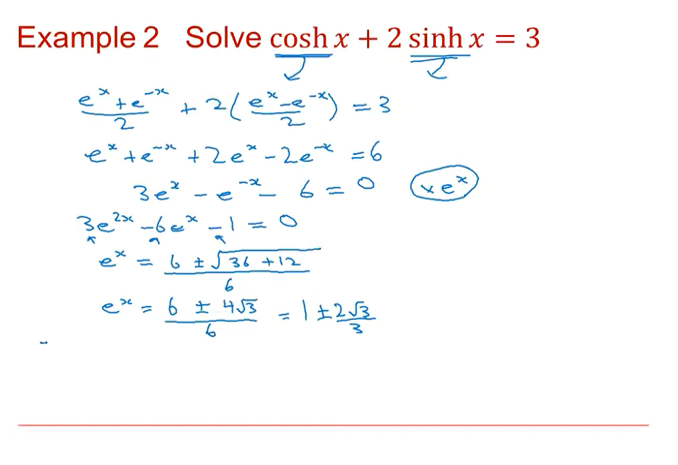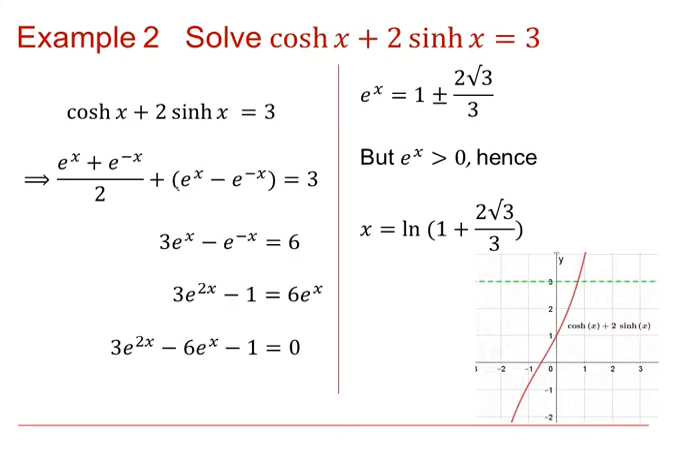If we are going on to a logarithmic form, notice that e to the x has to be positive. So if e to the x has to be positive, then that negative root is invalid, and we would have x equals the natural logarithm of 1 plus 2 root 3 over 3. So there is one valid solution in this question for x.